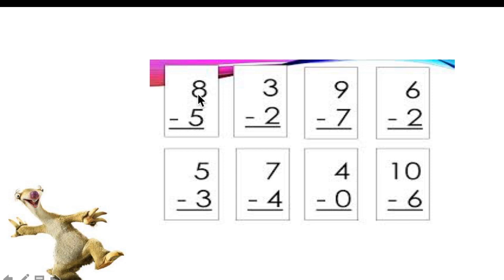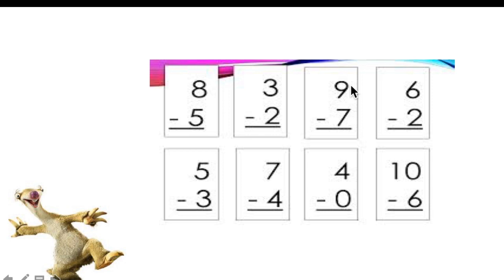Like this. 8 take away 5. 8 minus 5. How much is that? You will put 8 fingers up and 5 fingers down. Now, how many fingers will you have left? 3. 3 take away 2. What will you do? You will put 3 fingers up on your hand and 2 of them will go down. How many fingers will you have left? 1 only.